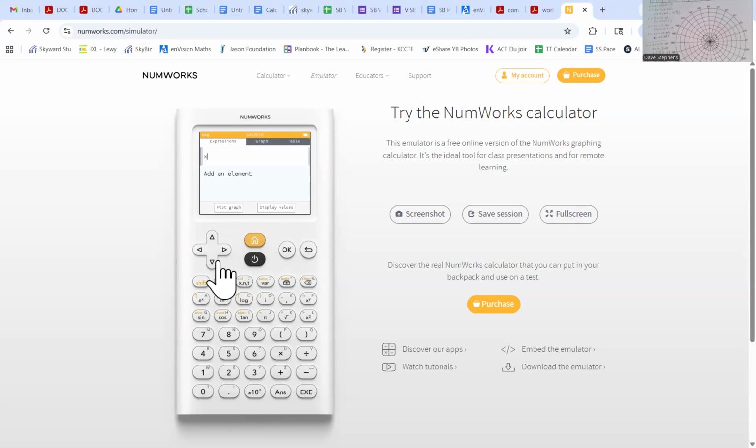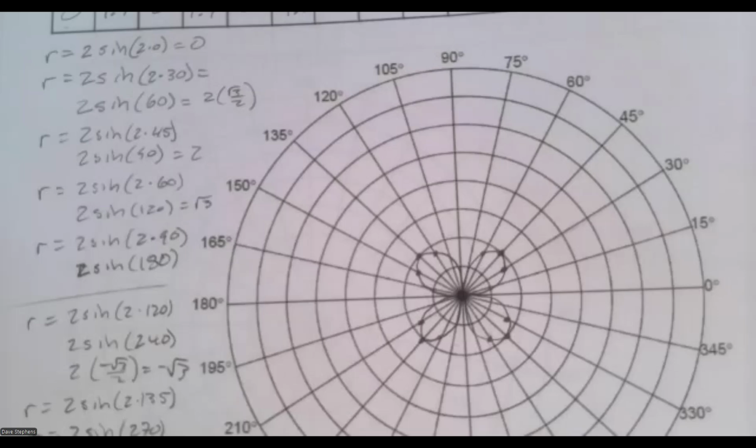X equals, oh no. Oh, I bet this, watch this. Two sine, and if I hit this until I get to theta, oh, we wanted two theta, right? It automatically picked up that it wanted to do it in polar. Brilliant. Very smart. So that's so neato burrito. Cool. Calculators are smart.